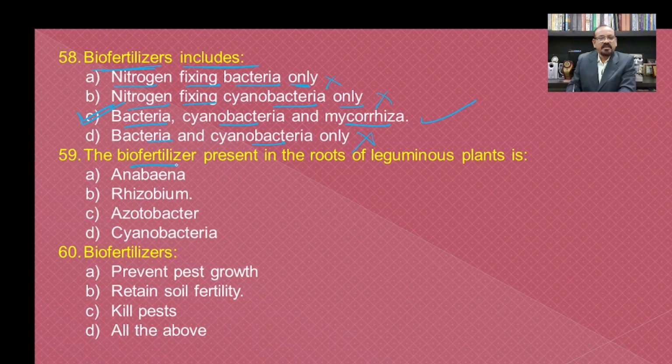The biofertilizer present in the roots of leguminous plants is number 1, Anabaena, Rhizobium, Azotobacter and Cyanobacteria. The root nodules of the leguminous plant are because of the presence of Rhizobium inside it, and hence B will be the correct answer for this question.